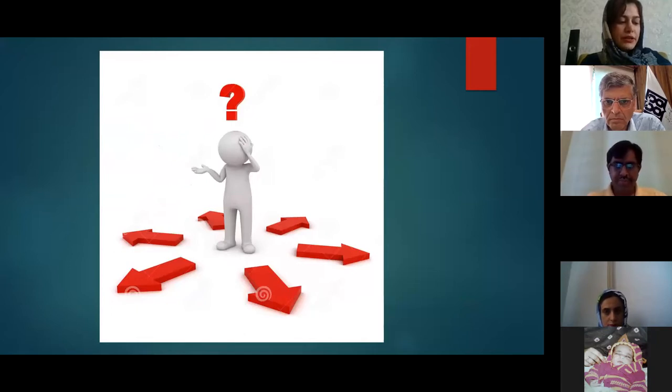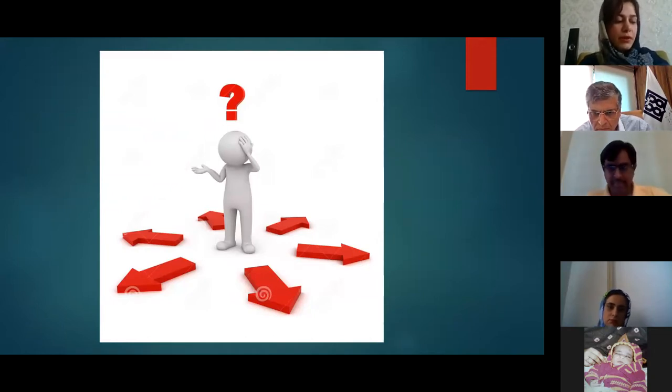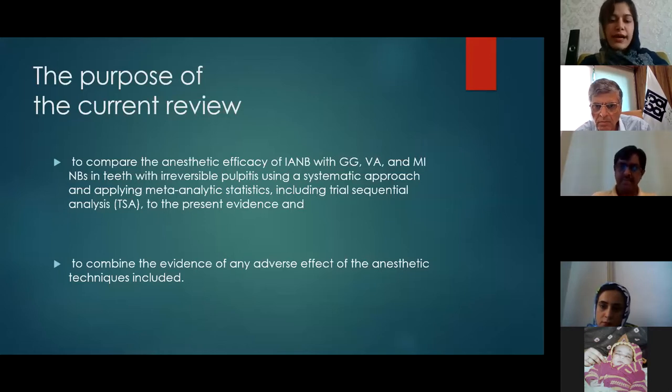As a clinician, deciding which technique is best might be ambiguous, especially when we are going to perform root canal treatment for a patient diagnosed with irreversible pulpitis. So the purpose of this article is to reach a conclusion on this issue. This article has two purposes. One is to compare the anesthetic efficacy of these techniques to inferior alveolar nerve block, and the second purpose is to combine the evidence.